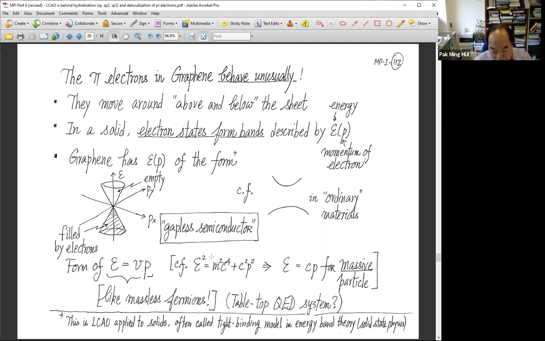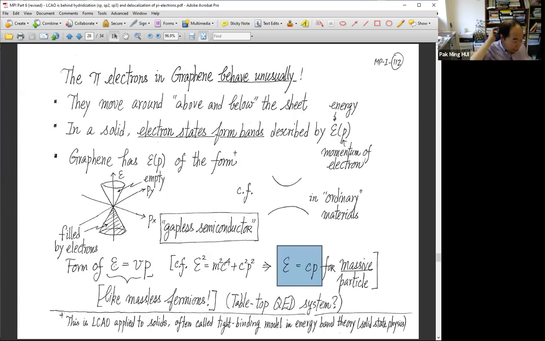Relativistically, you have this, right? If the mass is 0, but they are electrons, they are real electrons. If the mass is 0, then you have this behavior. And it is this behavior being observed for the electrons living on the graphene sheet.